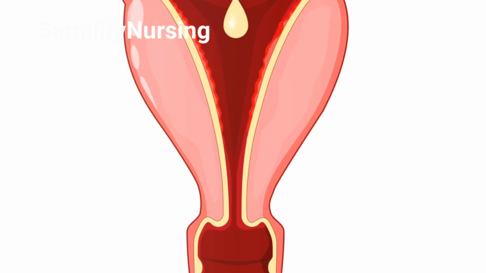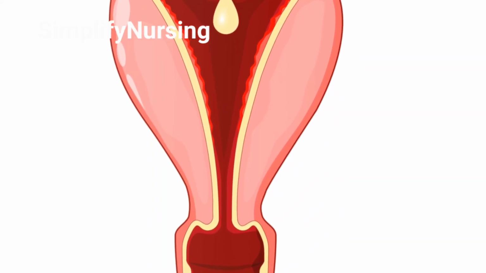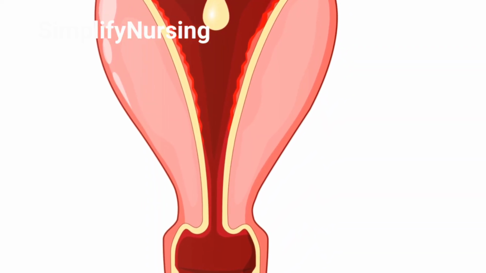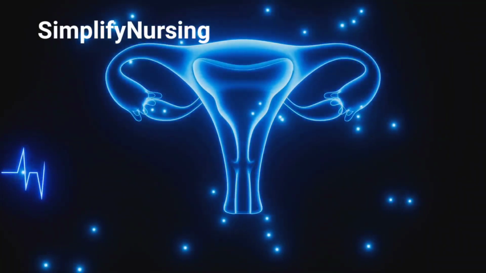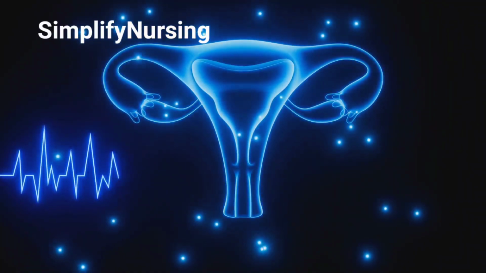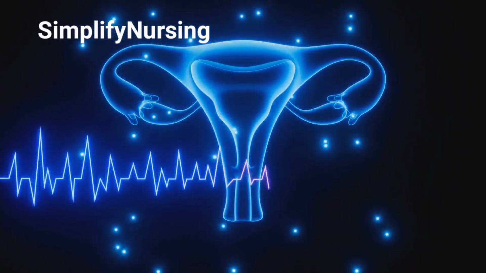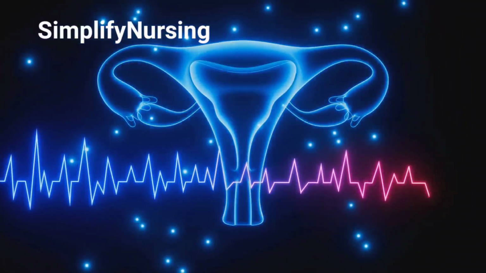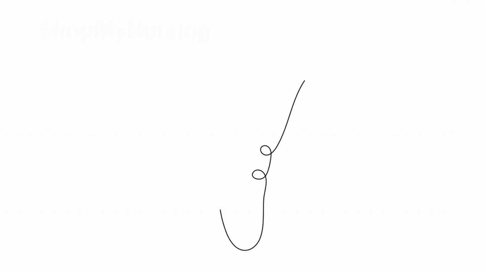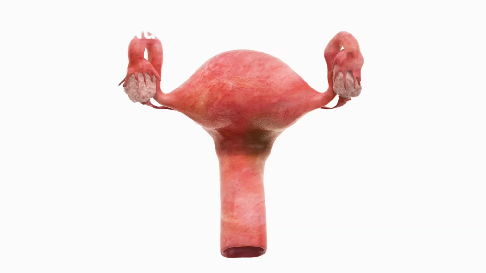Uterus, a hollow muscular organ where a fertilized egg implants and develops during pregnancy. It has 3 layers. Endometrium, the inner lining that thickens during the menstrual cycle and is shed during menstruation if fertilization does not occur. Myometrium, the middle layer of smooth muscle responsible for uterine contractions. Perimetrium, the outermost layer that covers the uterus.